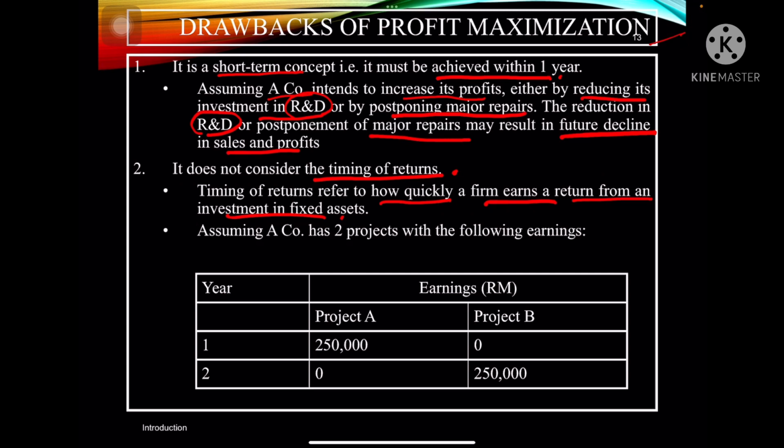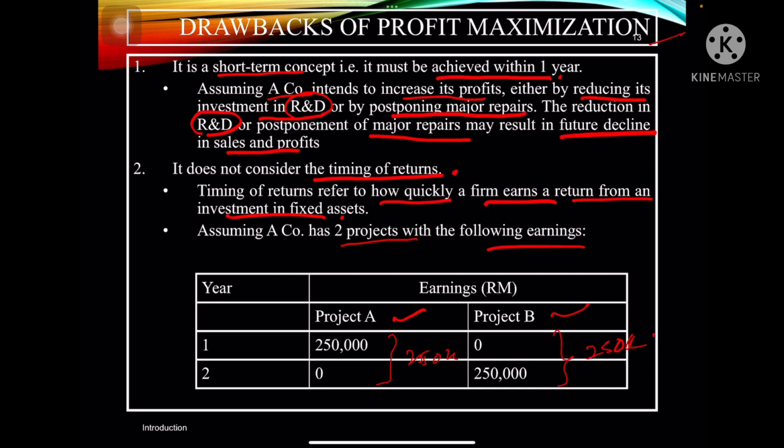Assuming a company has two projects with the following earnings. We have project A and project B. For project A, year 1 you have 250, year 2 you get 0, total 250k. For project B, year 1 is 0, year 2 is 250k. For profit maximization, as long as the profit is 250, that is already good enough. So both projects are the same.